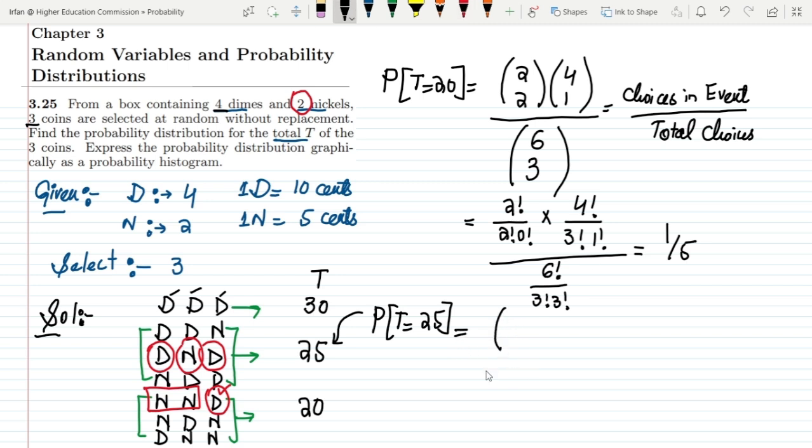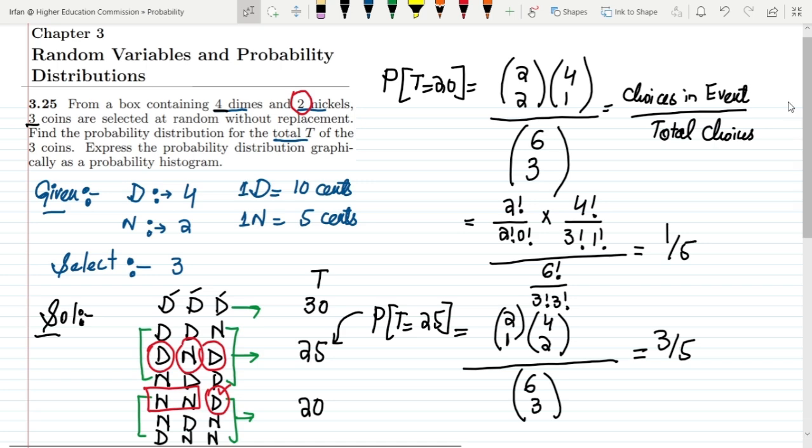Here I can see that the total number of choices will remain the same, which is 6 choose 3, while for the nickel I have only 1 nickel out of the total number of nickels, which is 2. So 2 choose 1, while the dimes here are 2. I have to select these 2 dimes from the total 4. Now solving it using the same formulation we used here, I will get 3 by 5. You can try it out.